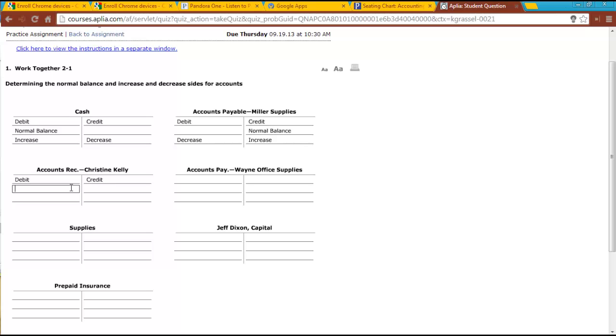Assets are on what side of the accounting equation? Left side. So the normal balance would be called debit. Excellent. So we are going to say that the normal balance is debit. Normal balance is always increase. Opposite is decrease. Accounts payable, Wayne's office supply.